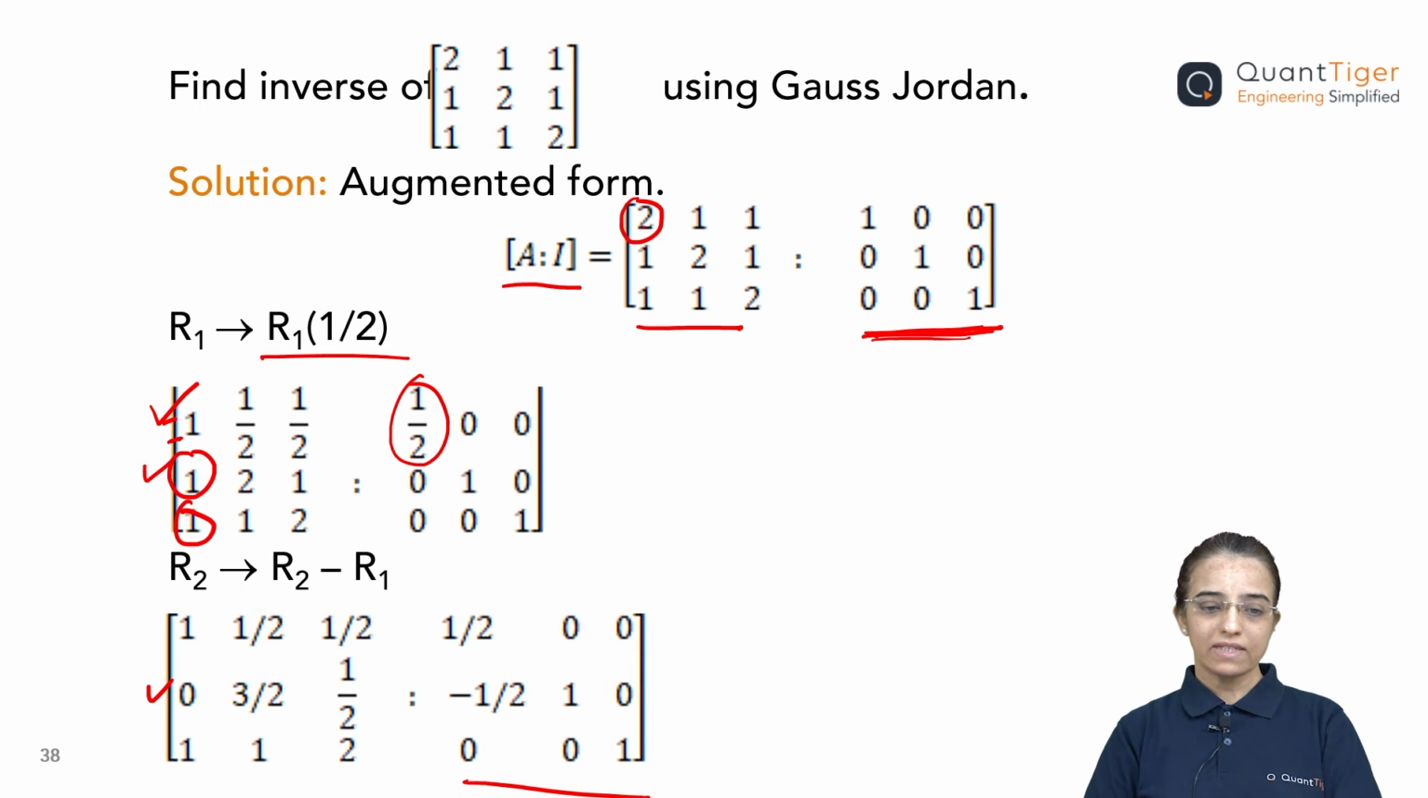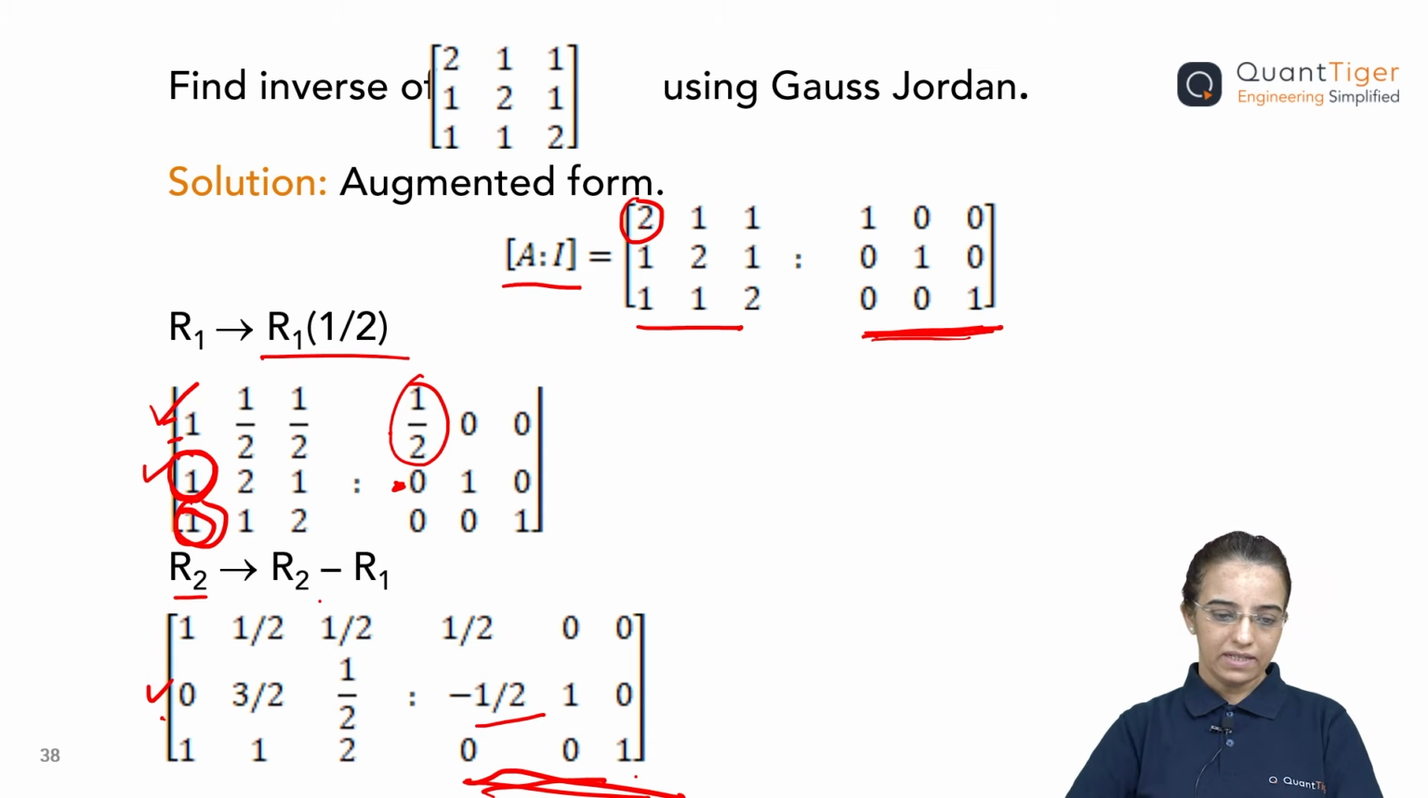Now my next goal is to make this element 0. The diagonal 1 has already come. So I have preferred to use R2 minus R1. After doing R2 minus R1, obviously I will get 0 over here. The same operation I applied on the unit matrix also. So 0 minus 1/2 becomes minus 1/2, and the rest of the elements are as they are.